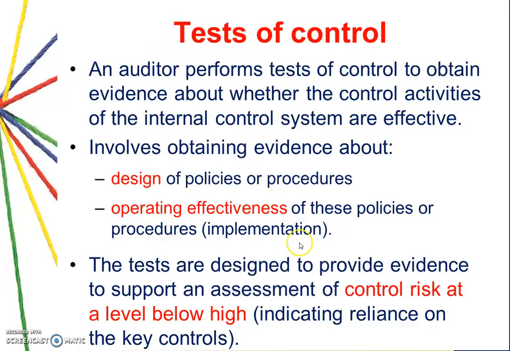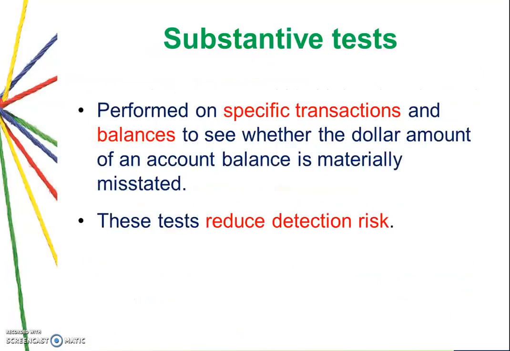The purpose of all the tests of control is to help the auditor determine control risk at a level below high. Why below high? Below high means either low or medium. If it's low or medium, the auditor can rely on the key controls and reduce their substantive procedures. But if the test of control fails, they have to assess the control risk at high, and that means they have to perform a lot of substantive procedures to obtain the evidence. We look at that in the next slide.